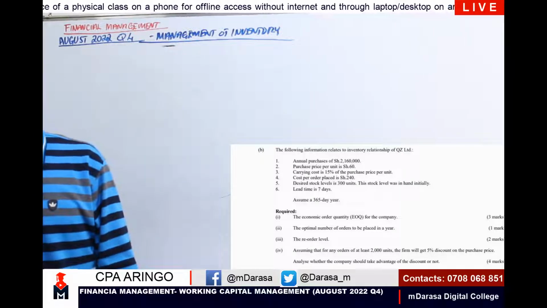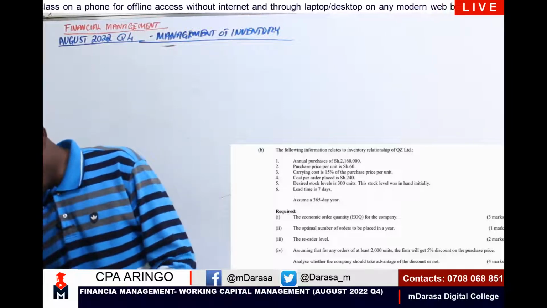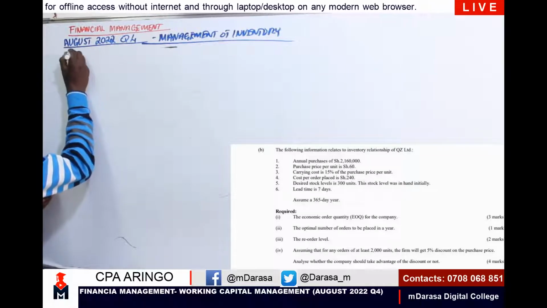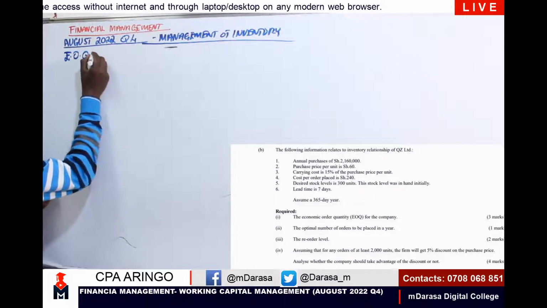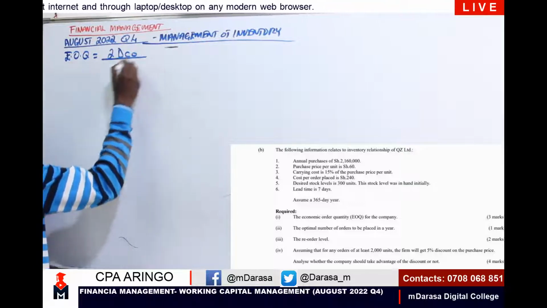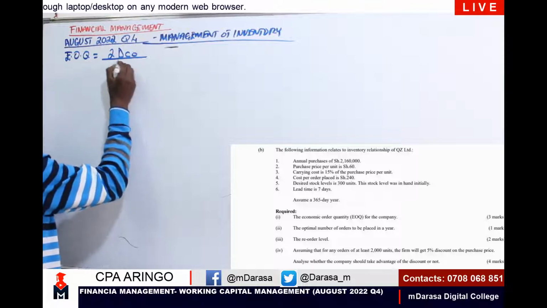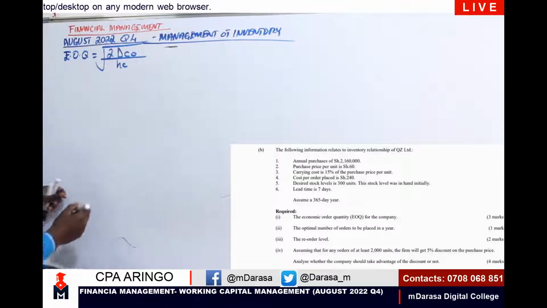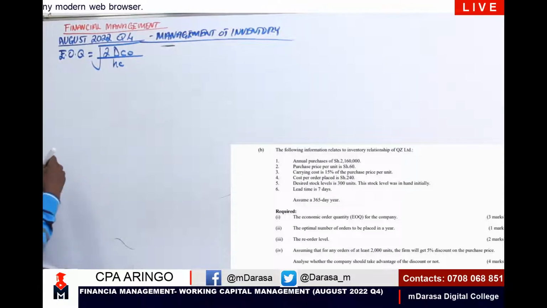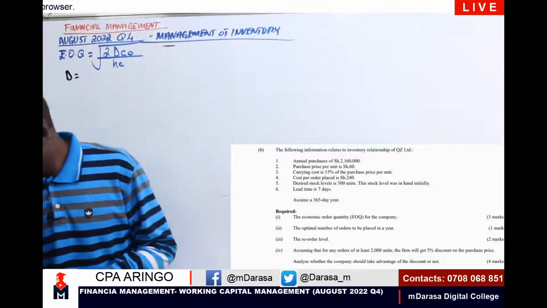So, number 1, you are required to work out the economic order quantity for the company, EOQ. So, I'm requested to compute our EOQ, which I know very well. I should be talking of 2 times demand times cost per order. That is, of course, we divide by HC. I should not forget to do what? To square root. In this case, we need to determine our annual demand, which is represented by D. What were we told?